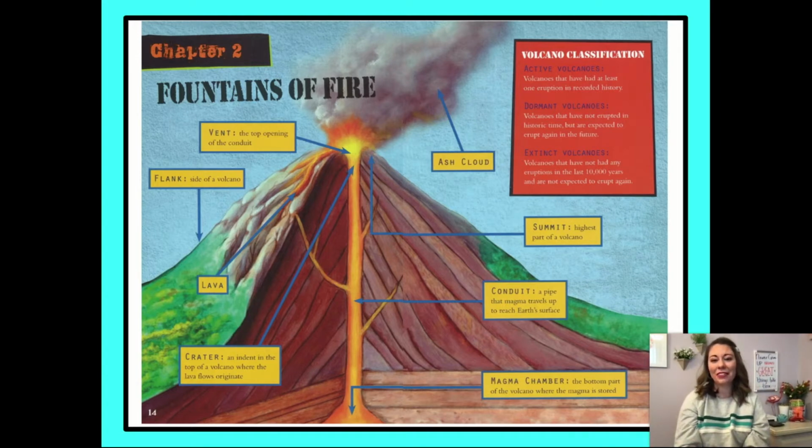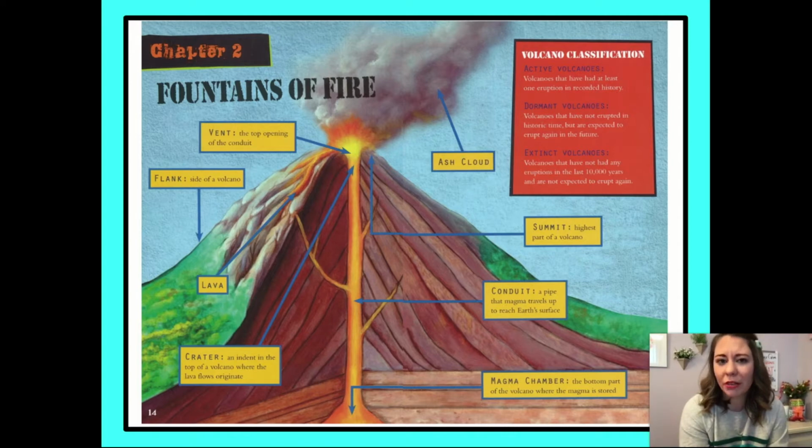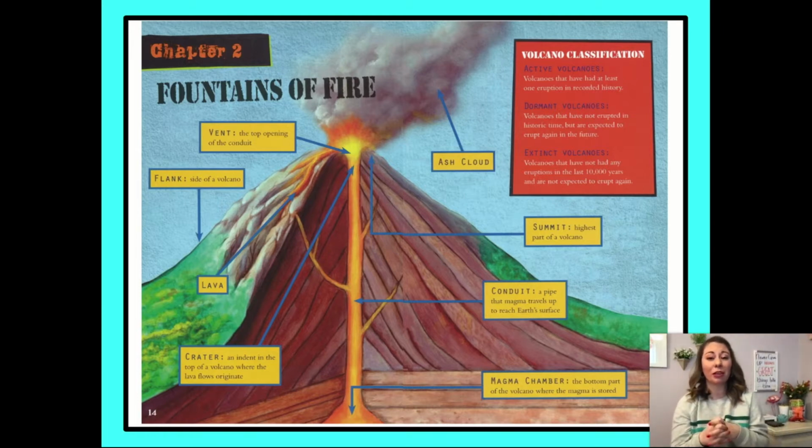And then we also have this little red box on the right that says volcano classification. So it says active volcanoes: volcanoes that have had at least one eruption recorded in history. If it just erupted one time in history, then we say it's active. Dormant volcanoes: volcanoes that have not erupted in historic time, but are expected to erupt again in the future. So a dormant volcano would be one that we don't know when the last time it erupted, but we expect that it will happen again.